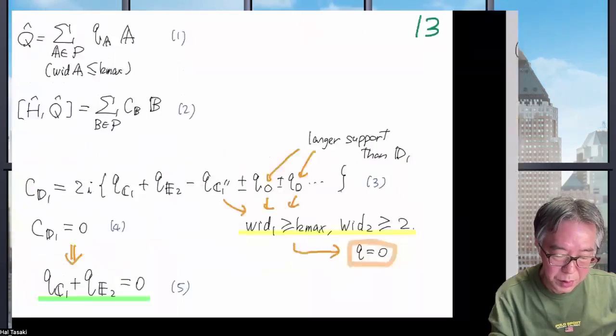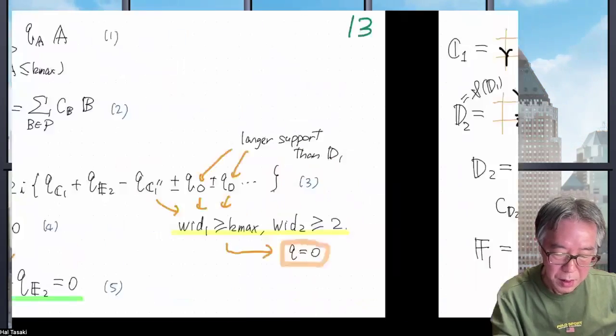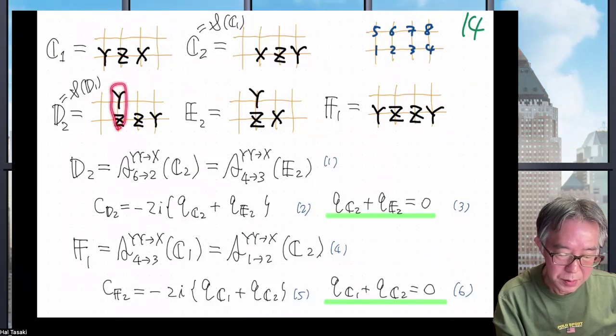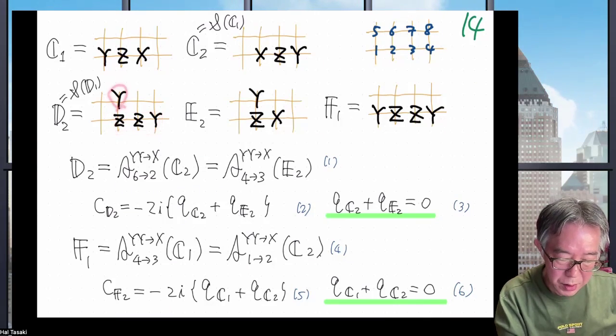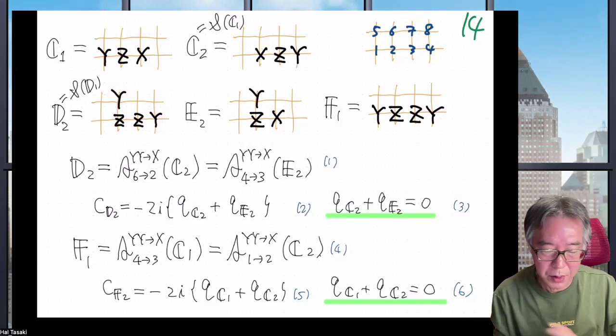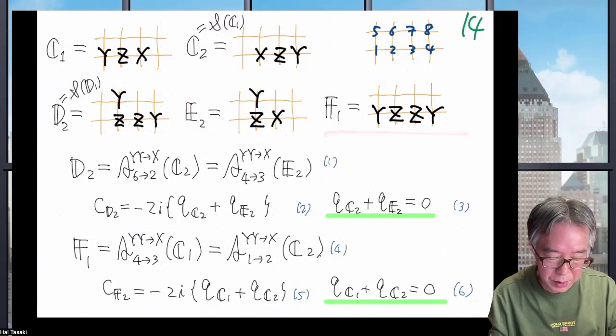If you compare D1 and D2, this is interesting. We appended Y at this site, and this is actually the same site. It's appended here, but everything is shifted to the right. And this is E2 we already know, and this is the new F1.